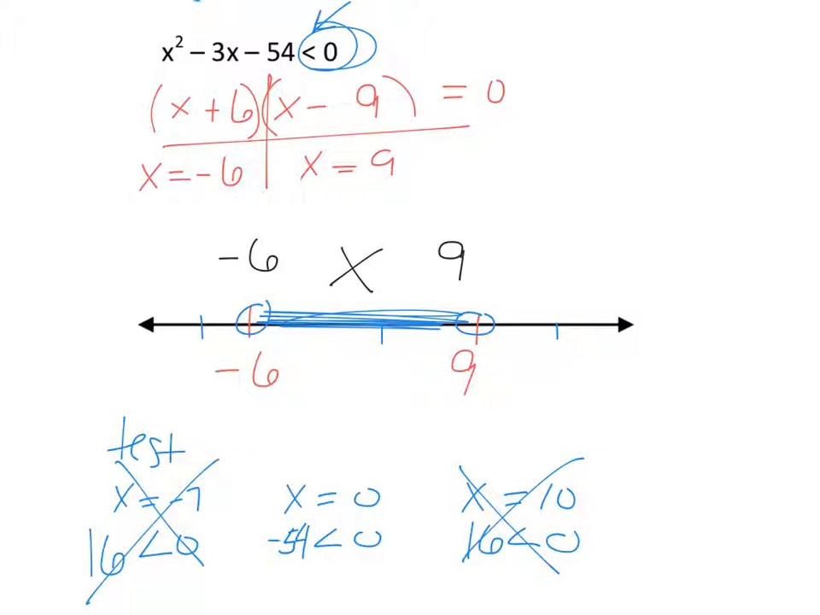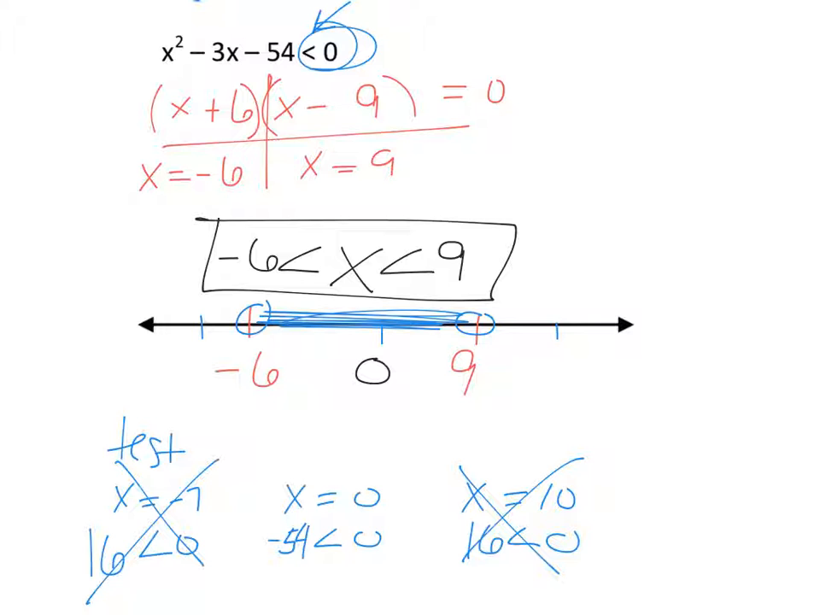Negative 6 is less than any x value that would be in here. So like it's less than 0. And x is less than 9. So for example, 0 is less than 9. So that's how you would state when the inequality is shaded in between two numbers. It is called the AND case because they are connected.